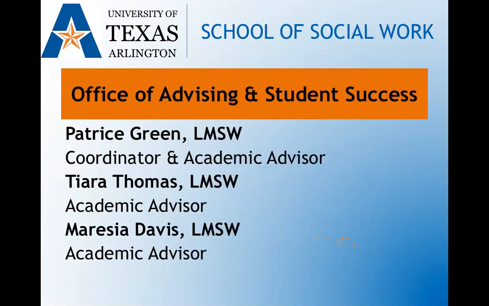Our Office of Advising and Student Success consists of 3 MSW level providers right now. We have Patrice Green, who I mentioned before, Tiara Thomas, and Mauricia Davis are our other academic advisors. So when you were accepted to the program, you should have received a letter that identified your academic advisor and provided you with their contact information. If you don't know who your academic advisor is, please send me an email and I will set you up so that you are in contact with your advisor and we can get you registered for classes.